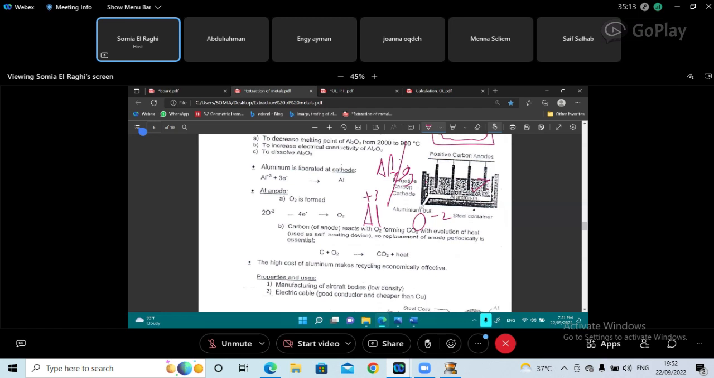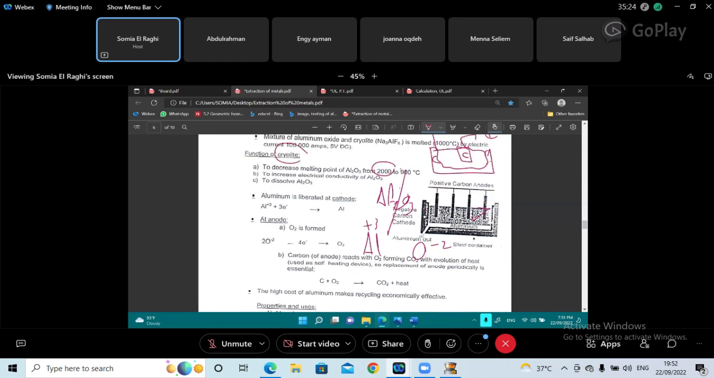Clear? They found that the melting point is very, very high, it will cost a lot of money. They found that by addition of another material, it will be helpful. It acts like a catalyst, but don't say it's a catalyst. Don't say that. It is just a material. It will help to decrease the melting point of aluminum oxide. Well, please, I'm sorry for that. Memorize the value. From 2000 to 900 degrees Celsius. Or to 1000, not different than that. So these two values, please, with the units, study.